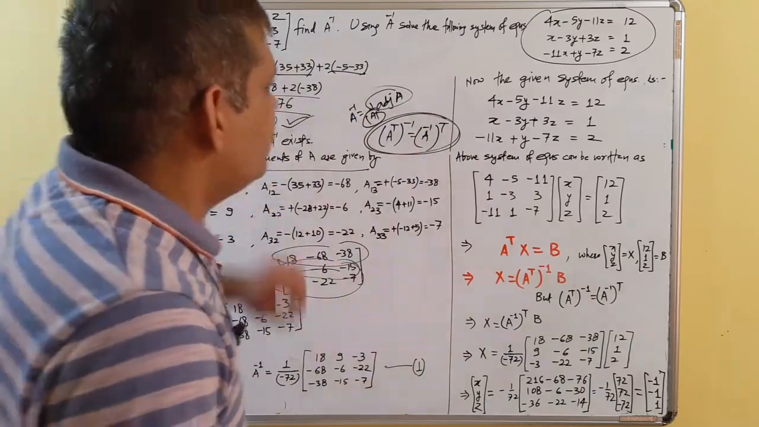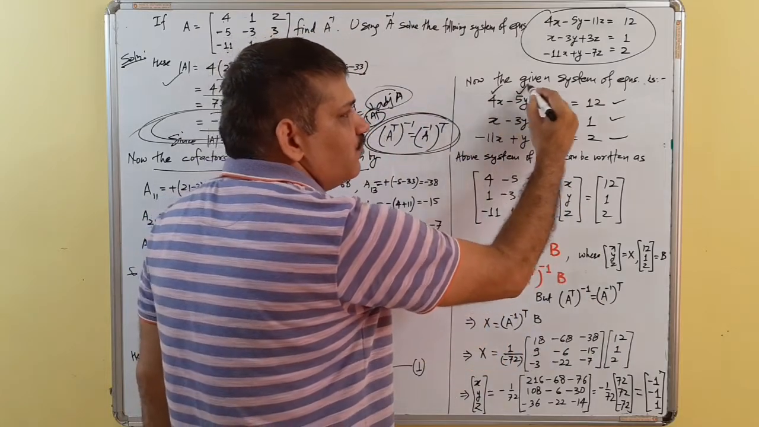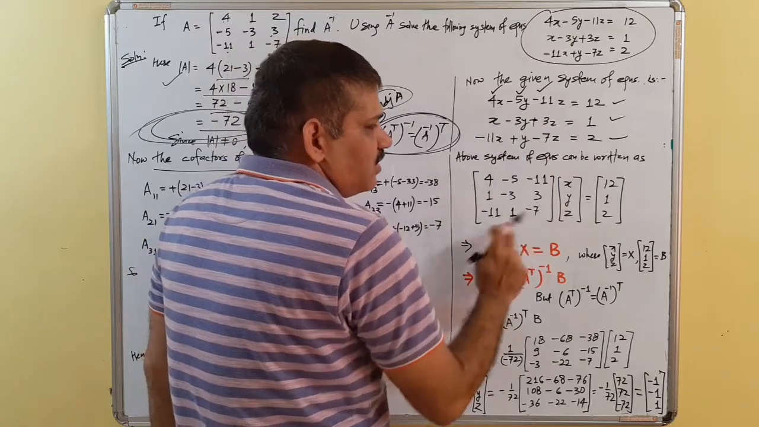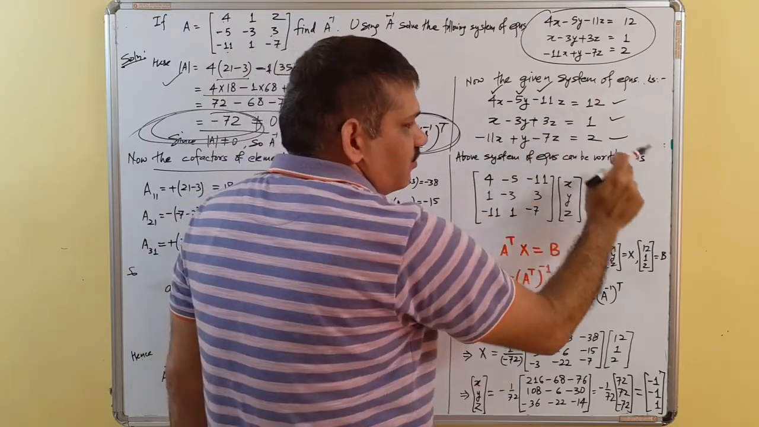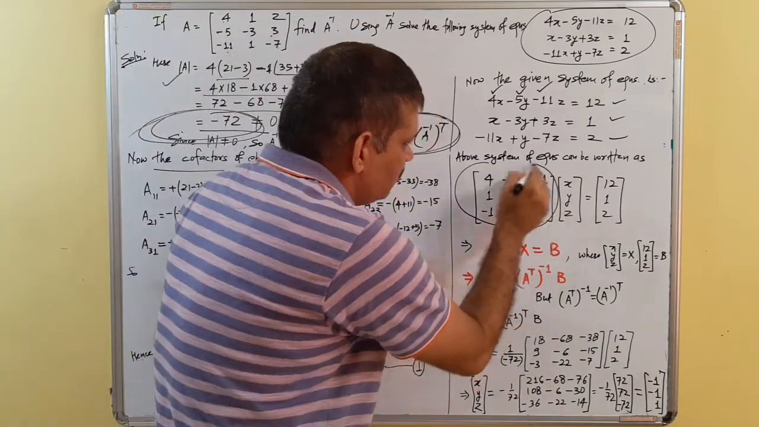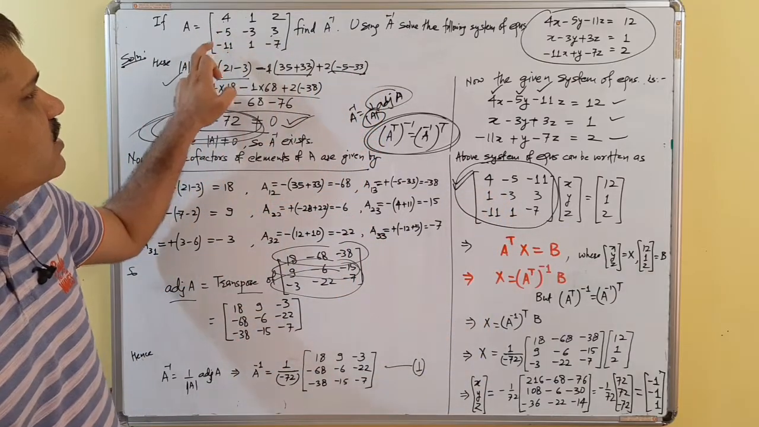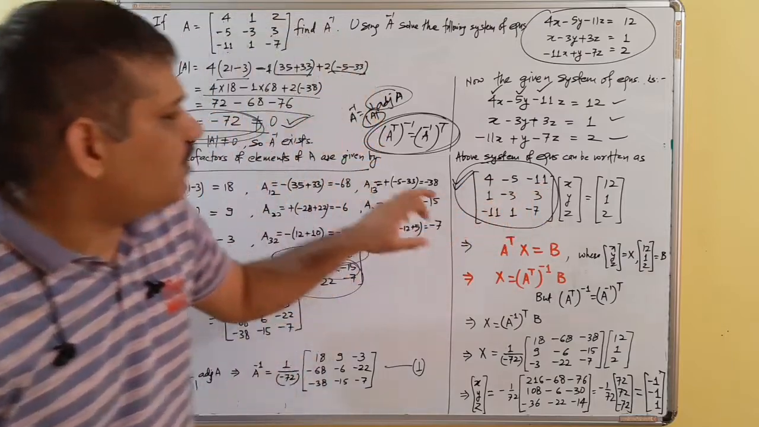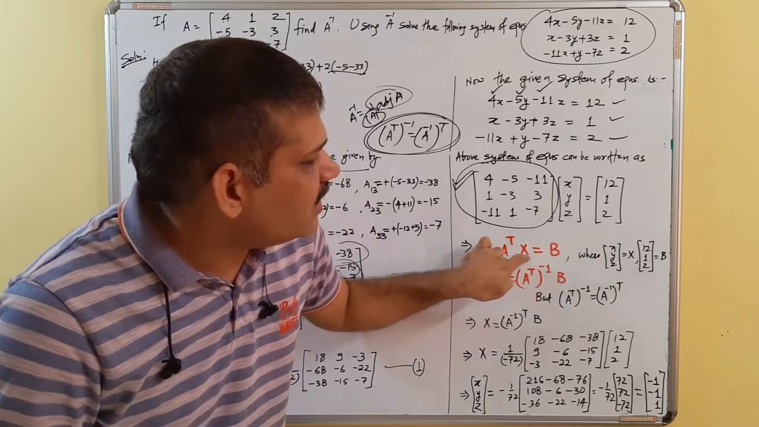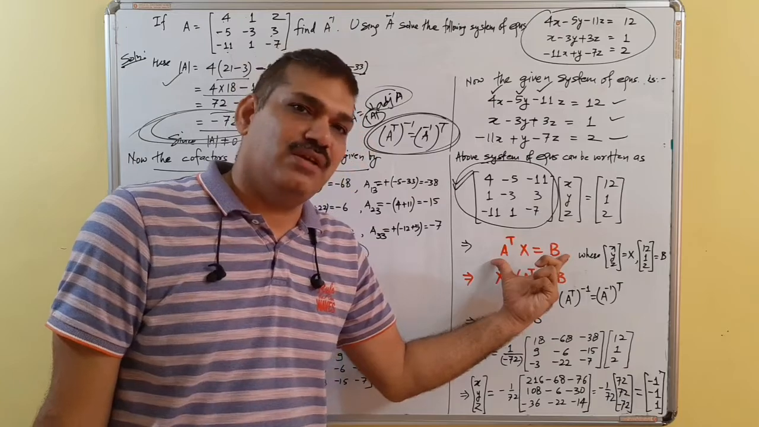See how. The system of linear equations, we have written. This can be written in matrix form: 4, minus 5, minus 11; 1, minus 3, 3; minus 11, 1, minus 7; x, y, z in a column, and 12, 1, 2 in a column. Now you can see this is not A actually, but A transpose: 4, minus 5, minus 11. So this can be replaced by A transpose. This we let as X and this we take as B. So this system becomes A transpose X is equal to B.